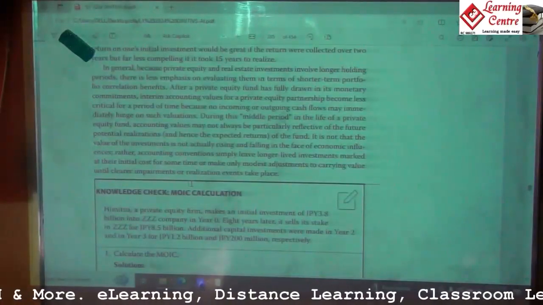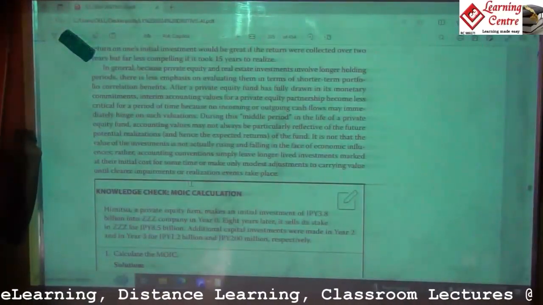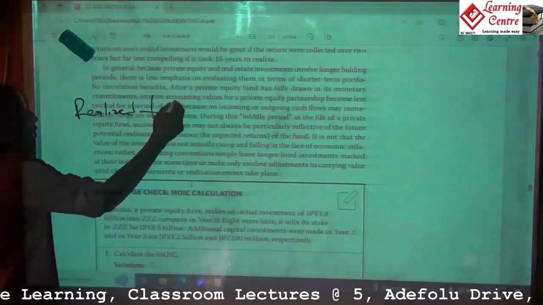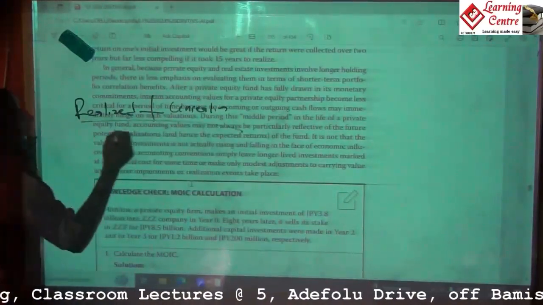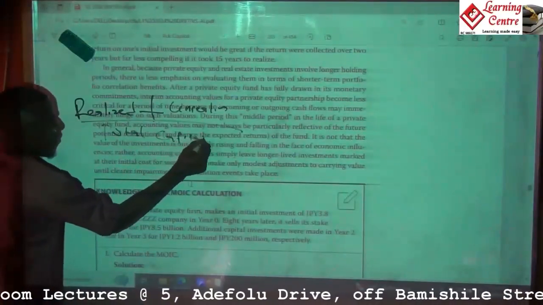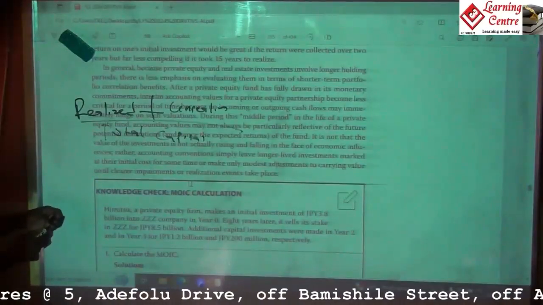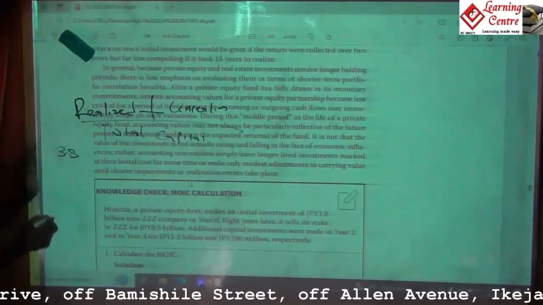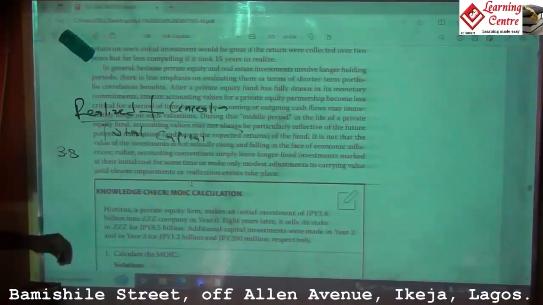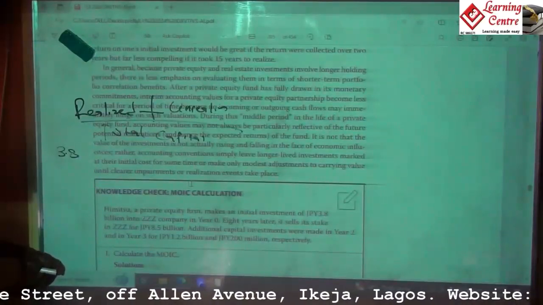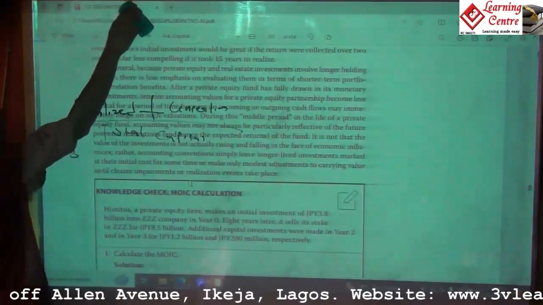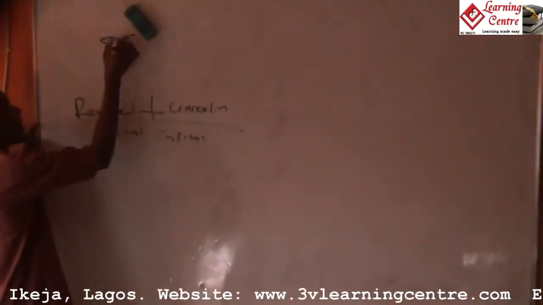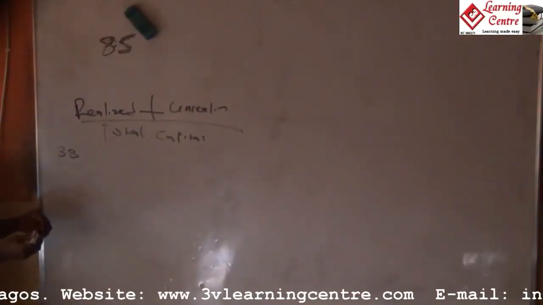So what is the formula again? The formula is realized amount plus unrealized amount, divided by total capital. So H, the private equity firm, makes an initial investment of 3.8, which is part of capital. Eight years later, it sells its stake for 8.5. You are selling your stake, so 8.5 is a realized value.